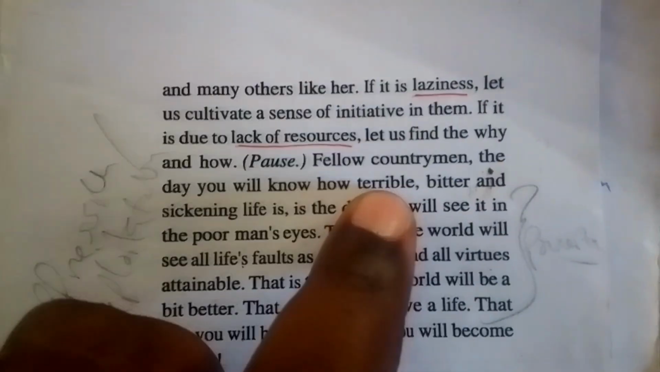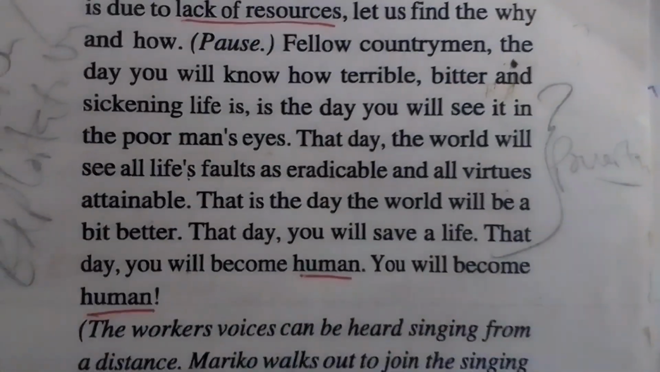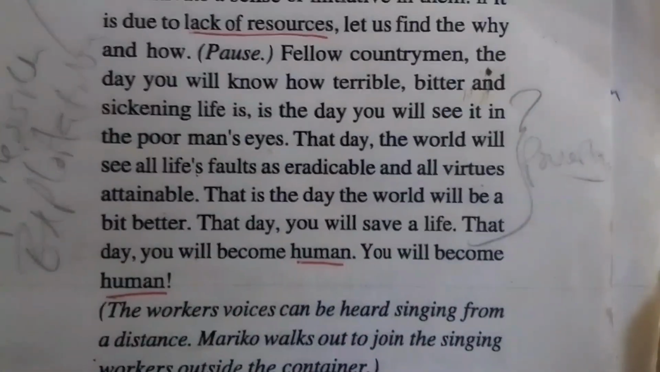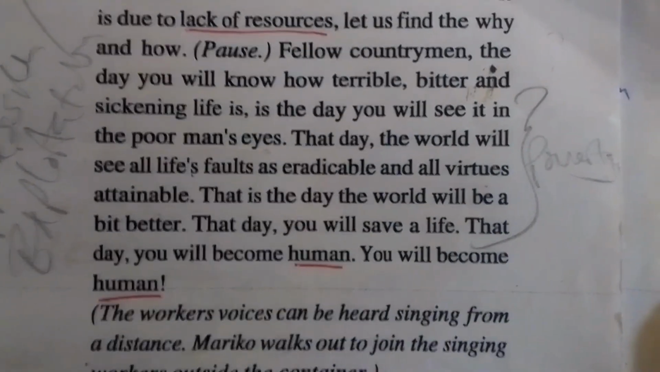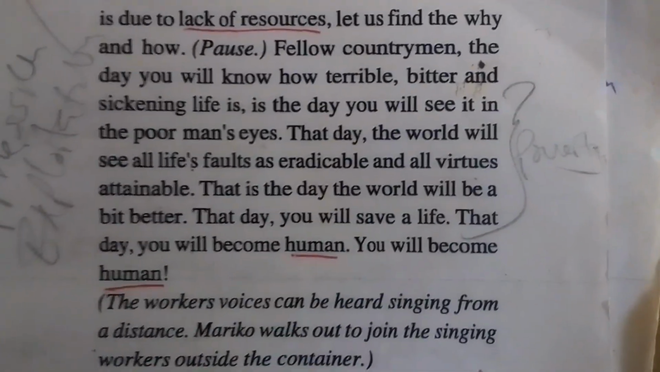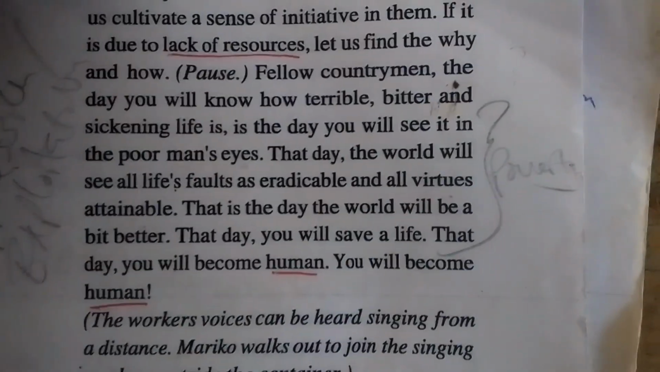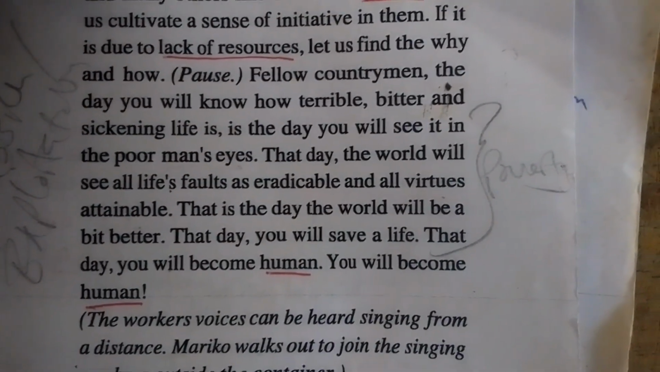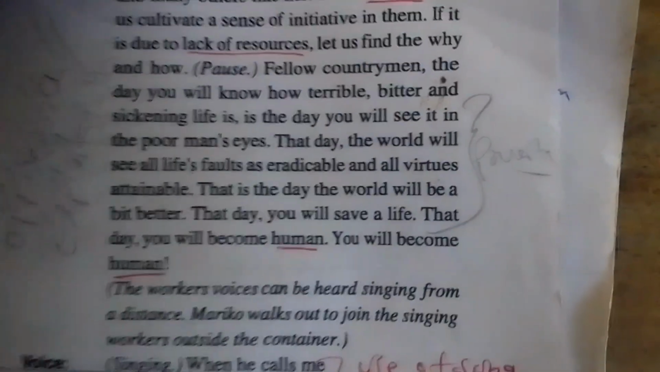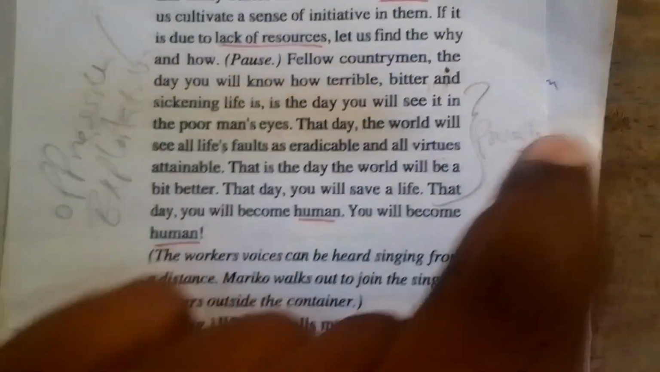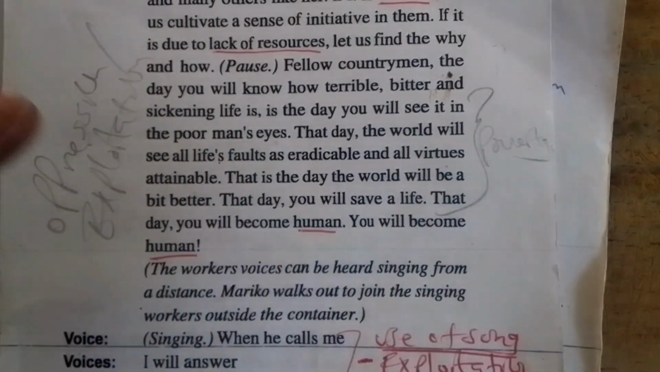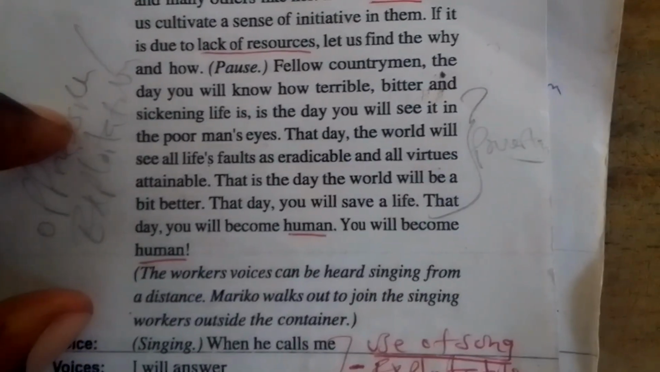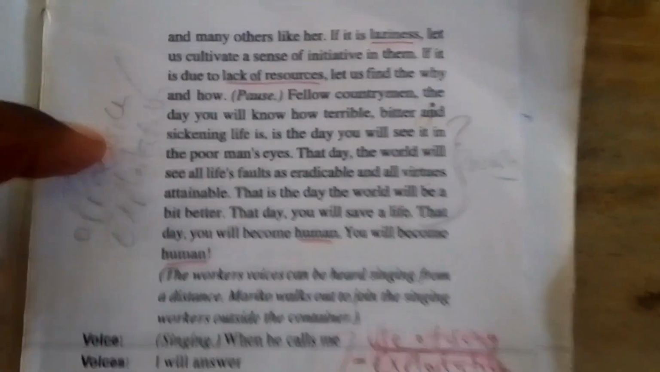We are seeing, he says, fellow countrymen, the day you will know how terrible, bitter, and sickening life is, the day you will see it in a poor man's eyes. That day the world will see all life's faults as eradicable and all virtues attainable. That is the day the world will be a bit better. That day you will save a life. That day you will become human. So this was basically the theme of poverty, suffering, and even oppression. You can see those themes there.